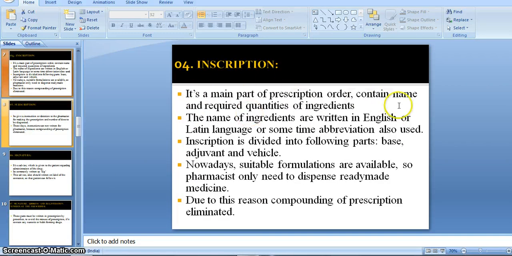Inscription is the main part of our prescription, in which the name of the ingredient and the required quantity of the ingredient are written, right? The name of the ingredient is written either in English or Latin, but sometimes an abbreviation is also used, that is, a short form. Abbreviation means short form.